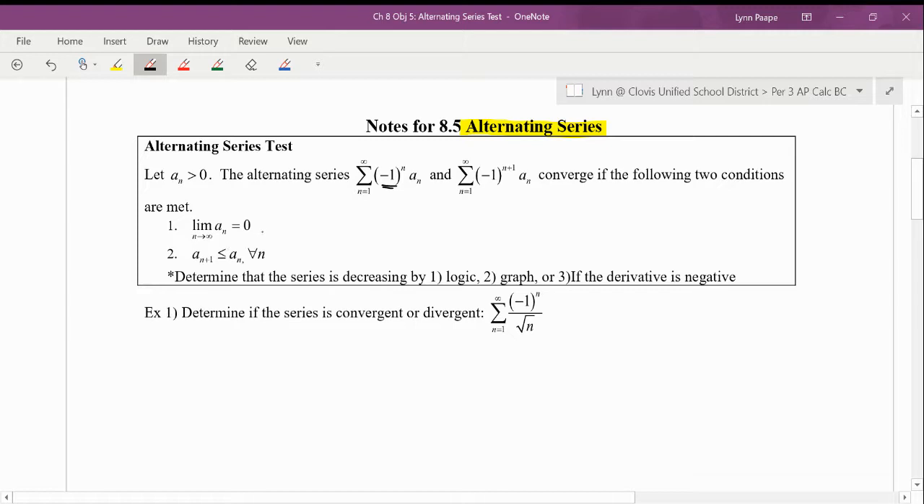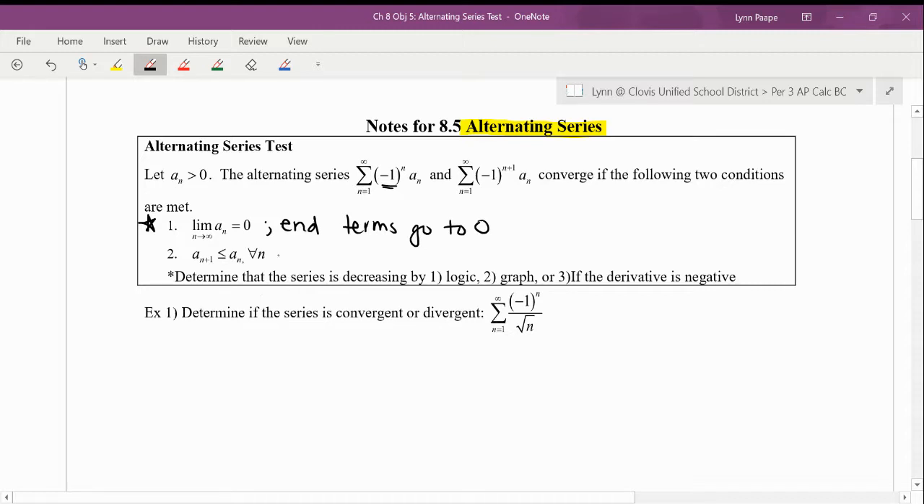So first, we make sure that the n terms do approach zero, right? We take the limit as n goes to infinity, and that is just making sure that those n terms will go to zero. If they don't go to zero, then it's going to diverge by the nth term test. So we need to make sure the n terms go to zero.